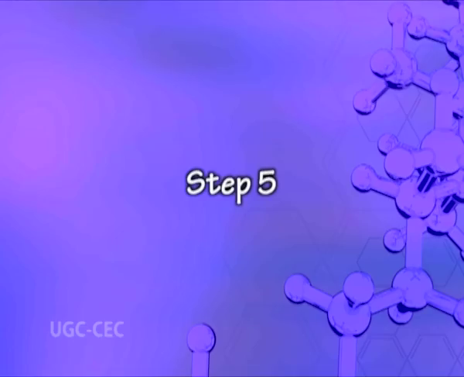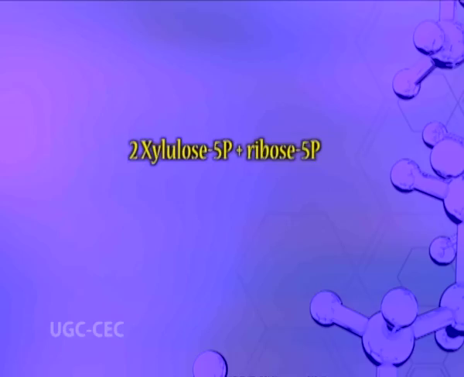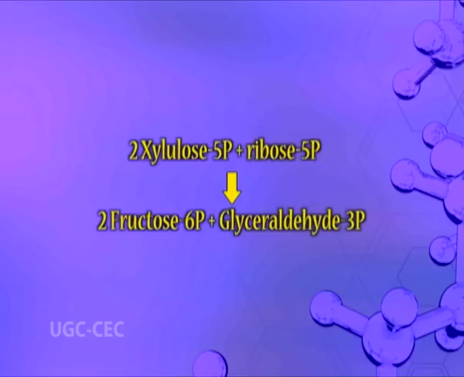Step 5. Erythrose 4-phosphate and xylulose 5-phosphate are further catalyzed by transketolase to generate fructose 6-phosphate and glyceraldehyde 3-phosphate. The overall reaction for this non-oxidative phase is 2 xylulose 5-phosphate plus ribose 5-phosphate reacts to give 2 fructose 6-phosphate plus glyceraldehyde 3-phosphate.